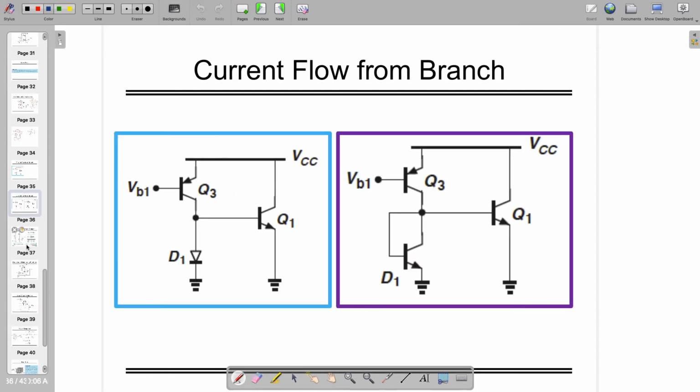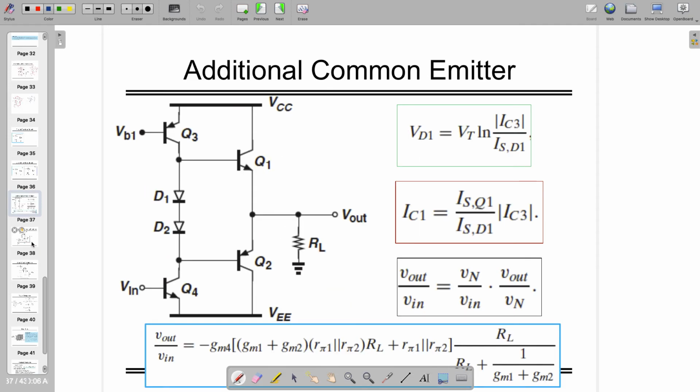So that is what is explained over here. If you want to look at the current for that, so ID1, sorry, VD1 is nothing but VT ln(IC3 divided by ISD1). So that's the ratio which is going to play the role over here on the basis of the current of this one. You can find this equation very easily, or you can derive it, and you can find IC1 is nothing but the ratio of ISQ1 divided by ISD1, and depending on what IC3 is, how much part of the IC3 has to flow through Q1 depends on the ratio of these two.